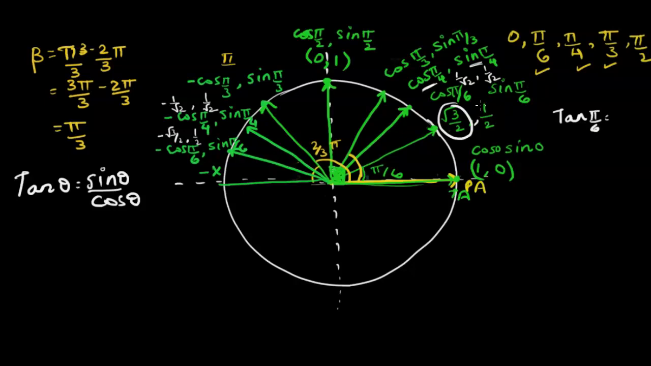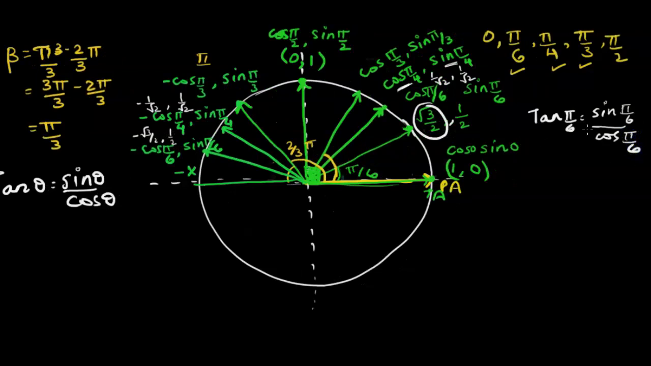which is 1/2, divided by the cos pi by 6 value. And this can be applied to any other angle as well. Let's talk about the third quadrant now.